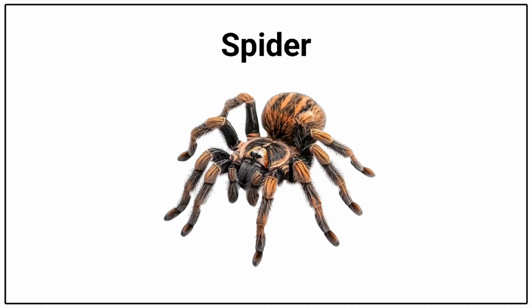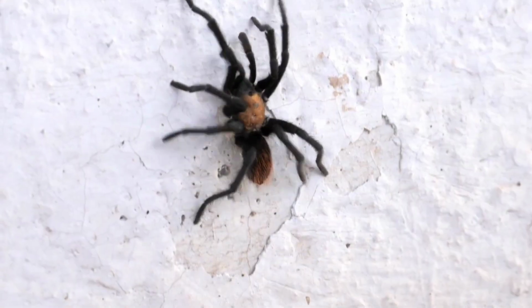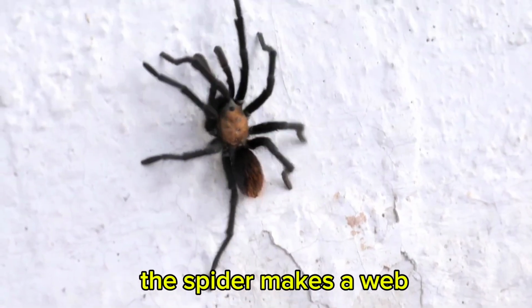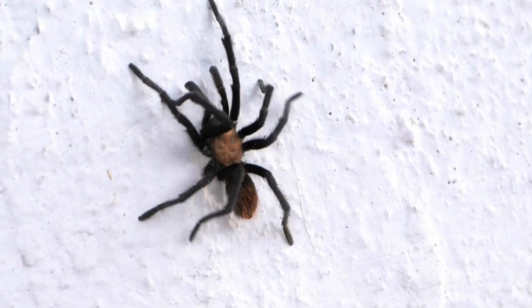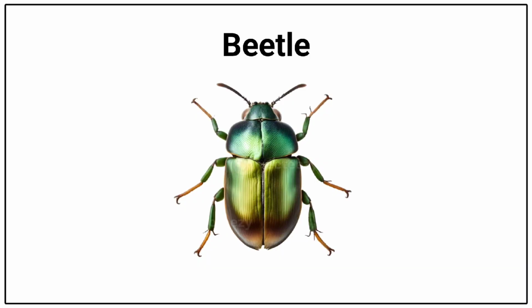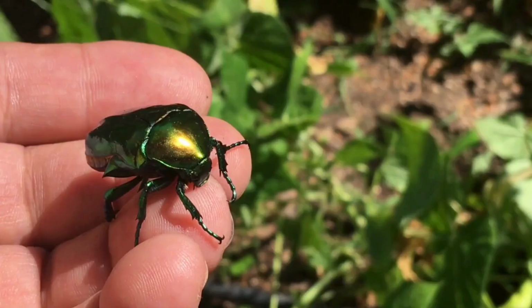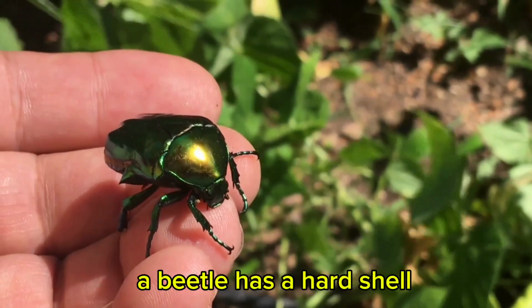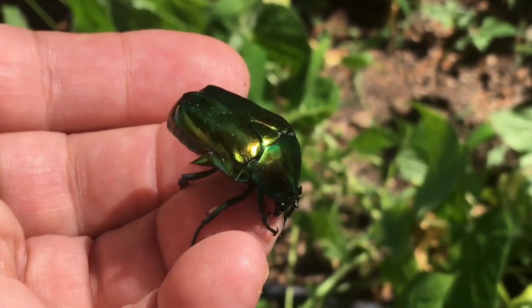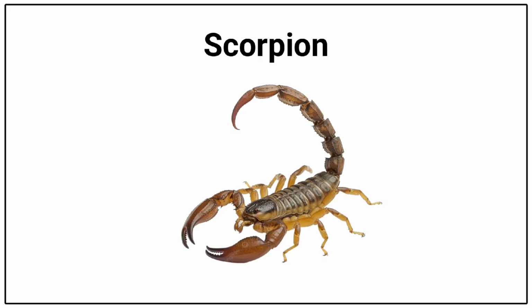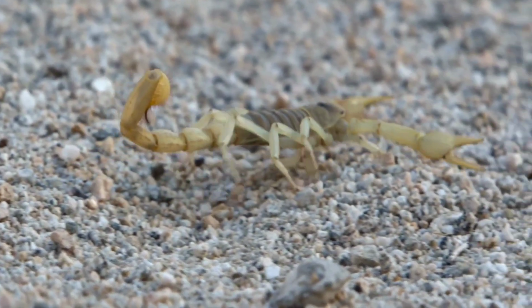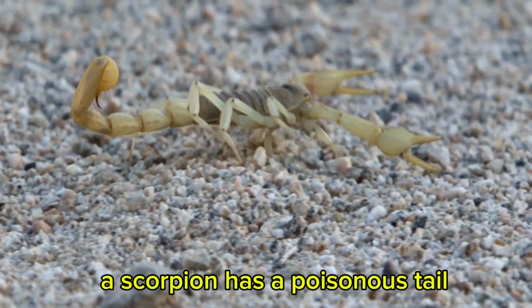Spider. The spider makes a web. Beetle. A beetle has a hard shell. Scorpion. A scorpion has a poisonous tail.